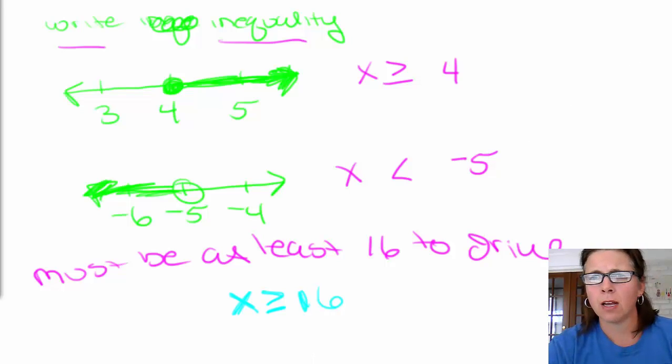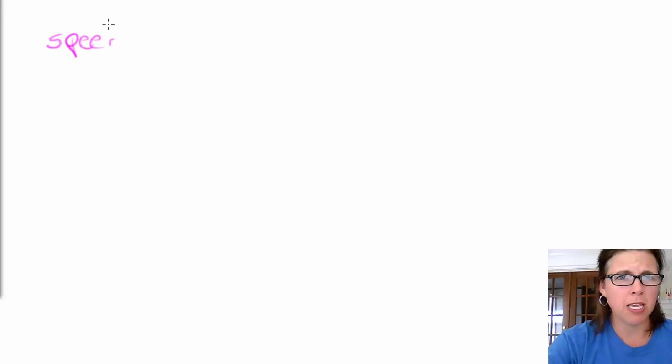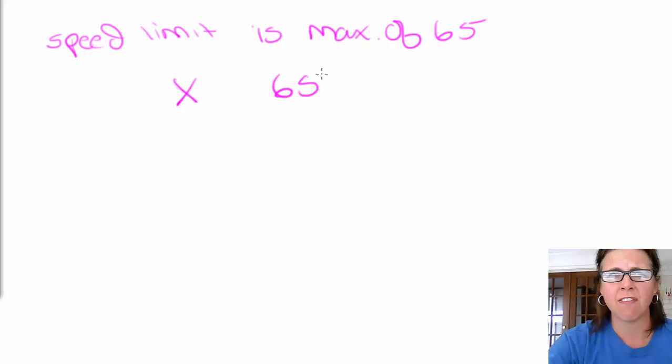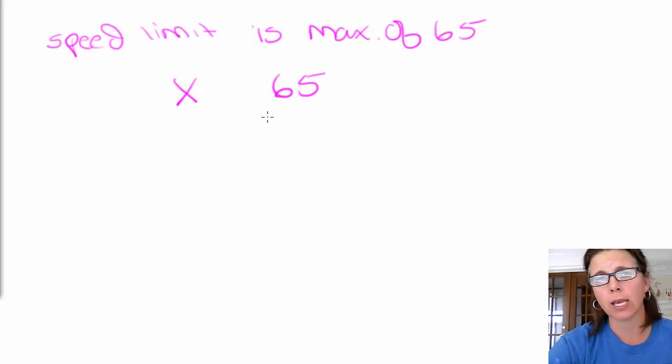Okay? Let me see if I can get one more on here. Okay. How about, that pen doesn't always show up, that color. What about speed limit is maximum of 65? Okay, so we still have our x and our 65. You can go 65 max, but can you go over it? Technically you can, but you might get a ticket. You should go less than it. So you should go less than or equal to 65 miles per hour. Okay? And that's how you would write those.